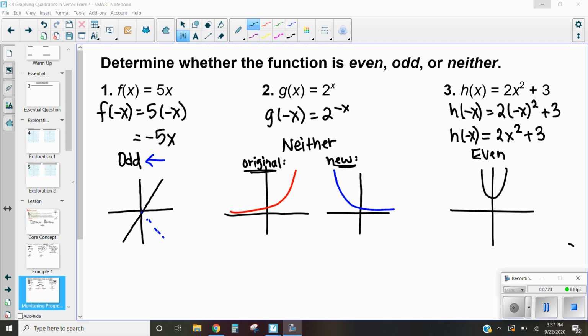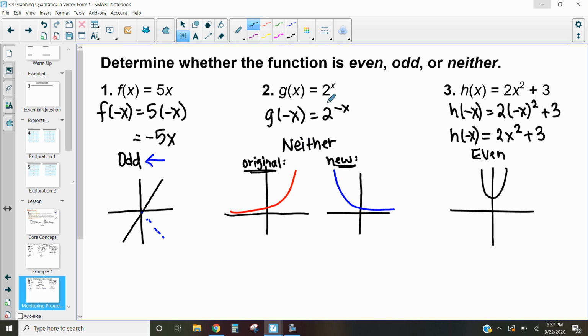Okay, hopefully you've had a chance to go over those last 2 problems. As you can see, one of them turned out as being neither, and the other one turned out as being even. And we can kind of see what happens here. So in the second one, our original function looks kind of like this. It's this red line. This 2 to the x power is called an exponential function. So it gets exponentially bigger, or it gets bigger as we go.